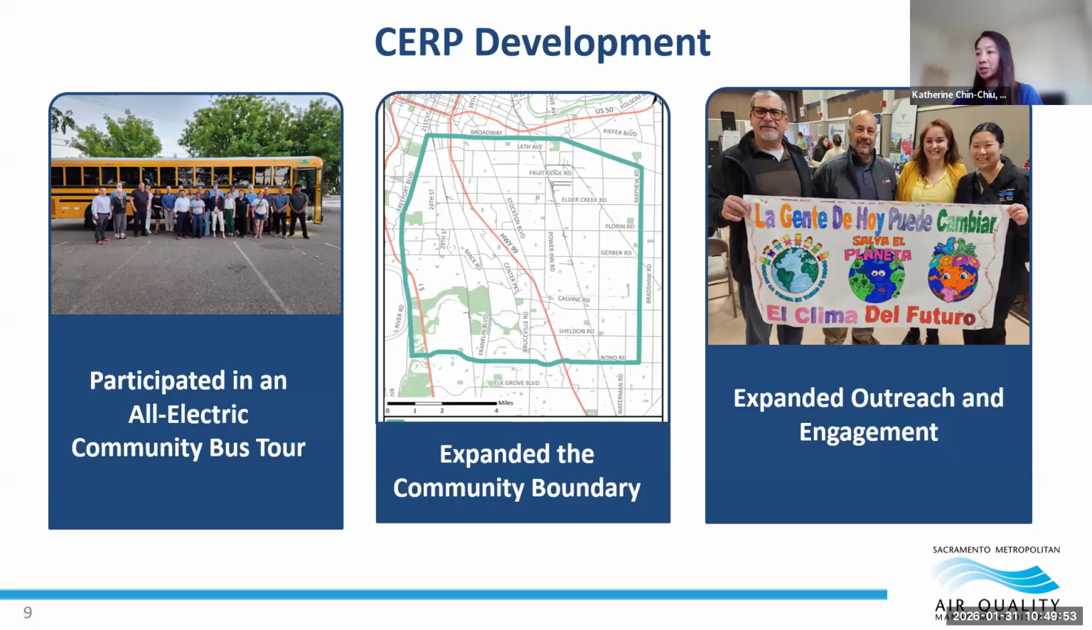So as part of this decision-making process, the steering committee, district staff, local and state leaders, as well as elected officials attended an all-electric community bus tour so that the steering committee could share their lived experiences within the community, such as those regarding air pollution concerns, sources, and areas of concern. And before the boundaries were finalized, a lot of outreach was conducted in the community to see if there was support for the expansion. With community and steering committee support, the CERP boundary was finalized to what you see here on the slide in the center image.